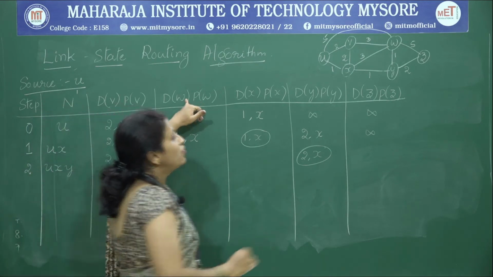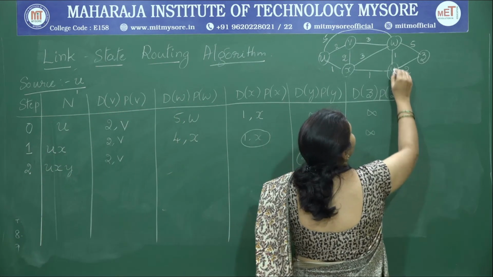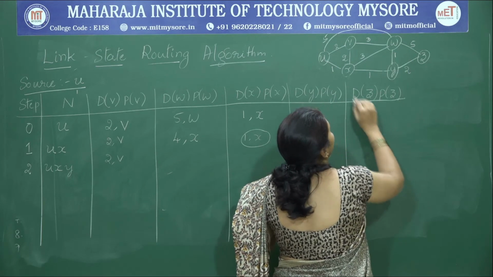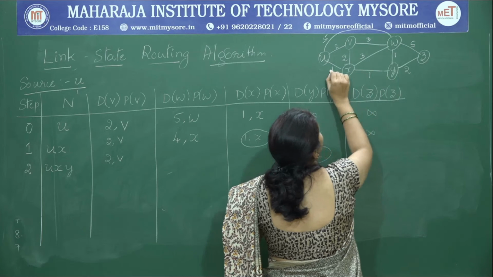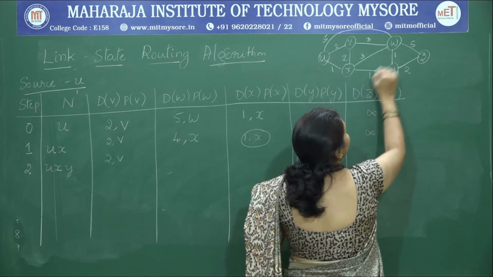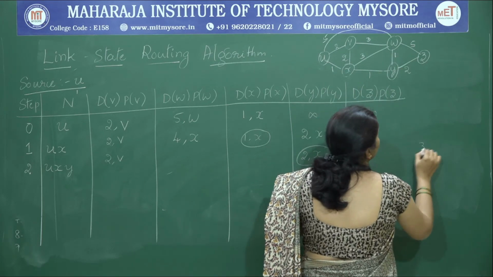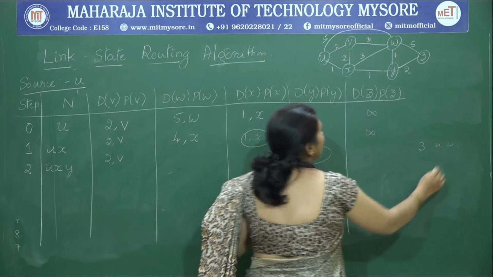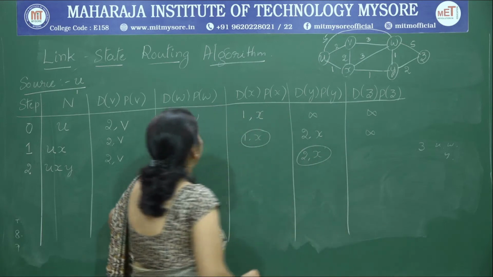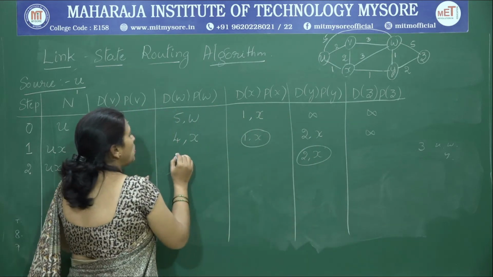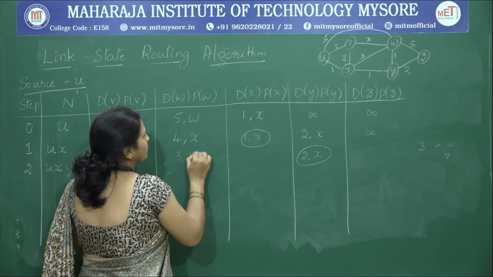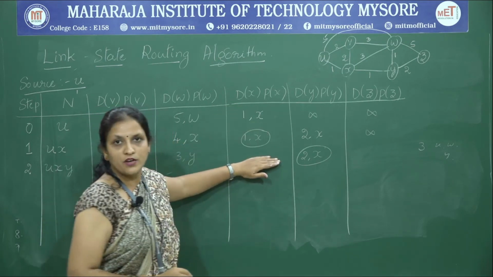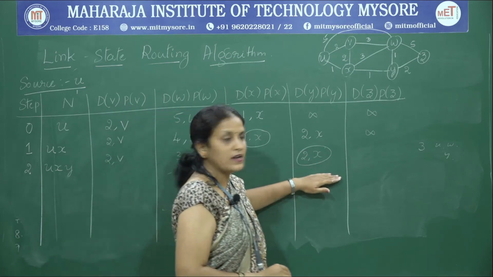What about w? Can we reach w, which is the neighbor of y? Yes, we can reach w with cost 1 from y. From u to y it will take 2, so 1 plus 1 plus 1 is 3. So, with the cost 3, we can move from u to w through y. So, we are going to update this value. This becomes 3, y. This is finalized, we are not going to touch it, and this is finalized.